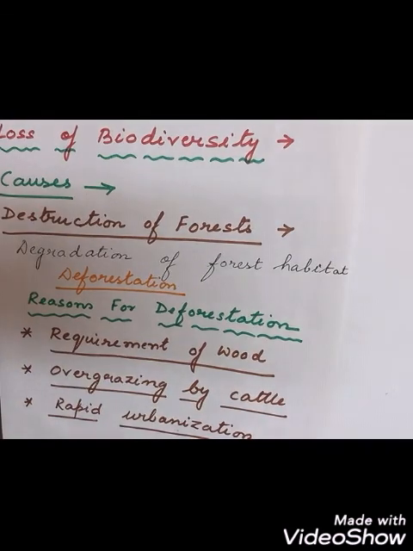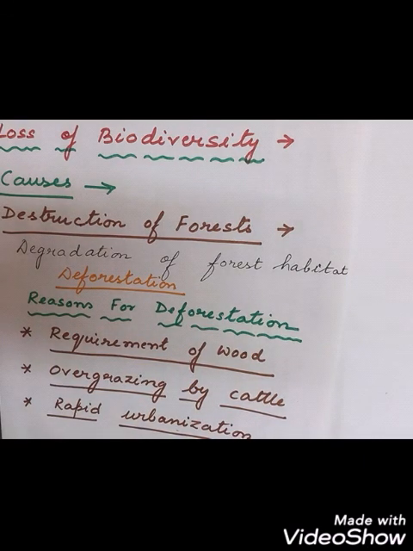So if you can see here, what are the causes? Number one cause, as you all know, is the destruction of the forest. So what is destruction of forest? You all know this: deforestation, that means degradation of the forest habitat. Excessive cutting of trees is called what? Deforestation. So this is the destruction of the forest. And why will the forest be destroyed? Because of the requirement of wood. The requirement of wood is one of the main reasons why trees are cut.